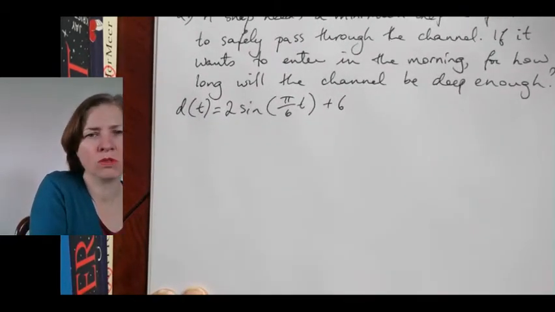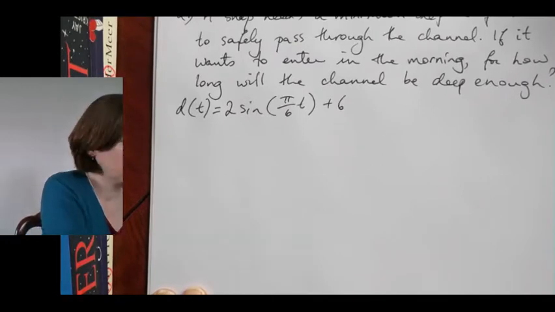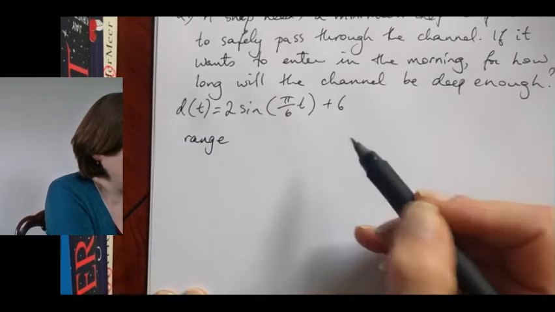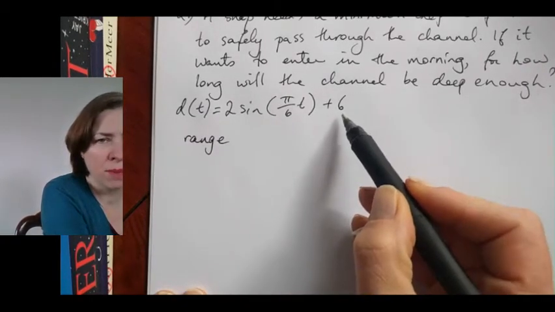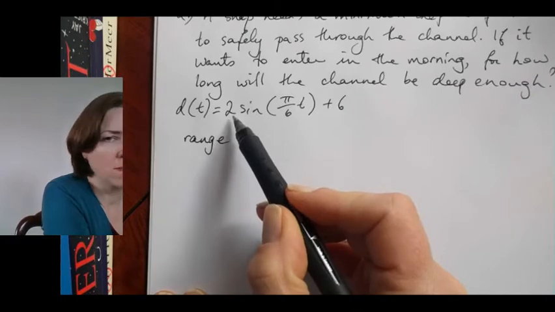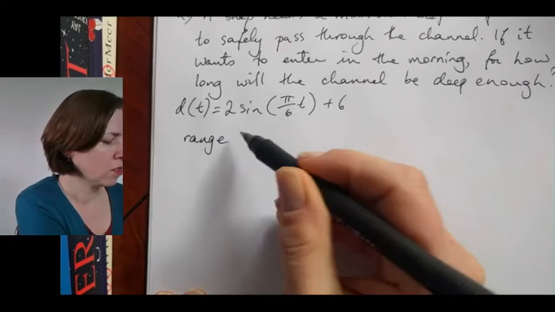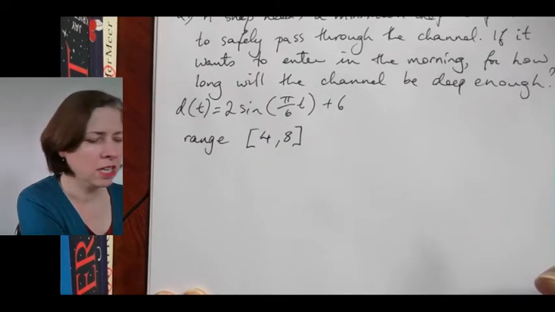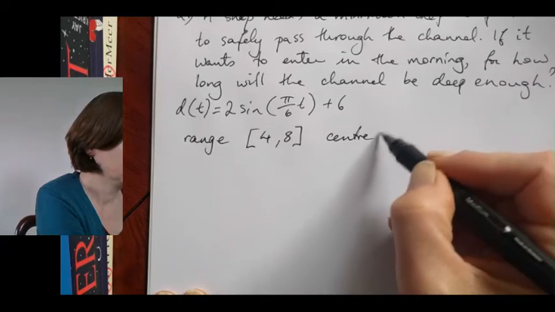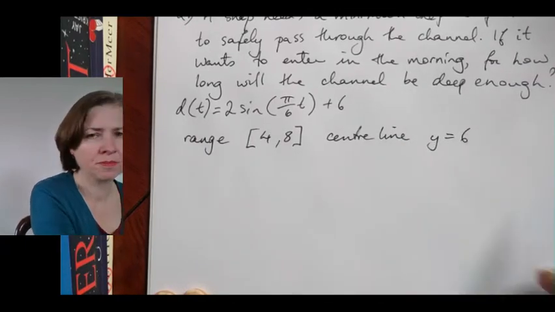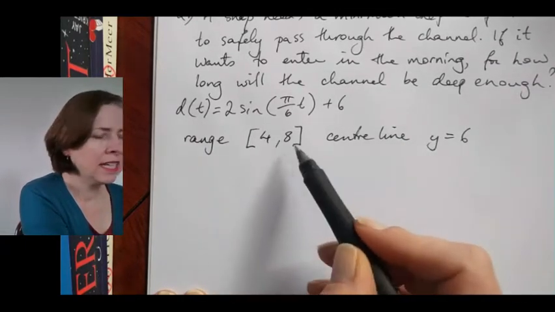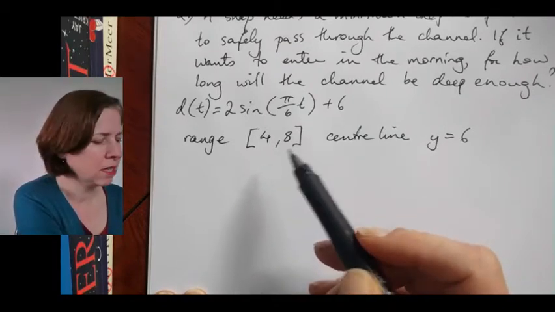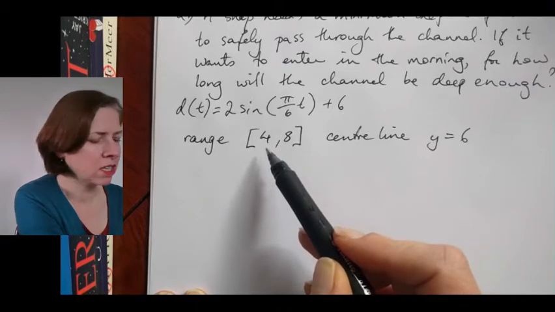So d of t equals 2 sine pi over 6t plus 6. I know that my range is going to be given by 6 as my midpoint, and then from 6 I'm going to go up and down 2. So I'm going to go from 4 to 8. That's going to be my range with a center line at y equals 6. So clearly I'm not going to have any time when the depth equals 0. There will be no x-intercepts because my minimum value of y is going to be 4.